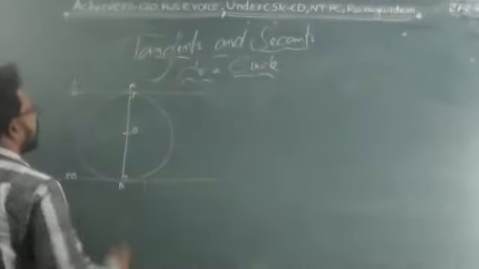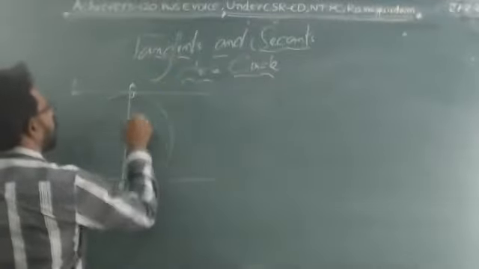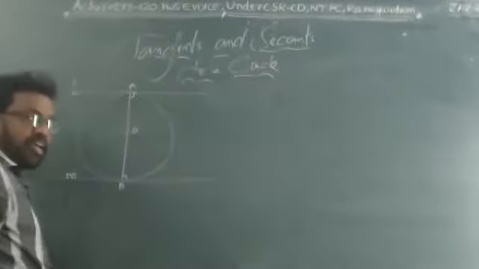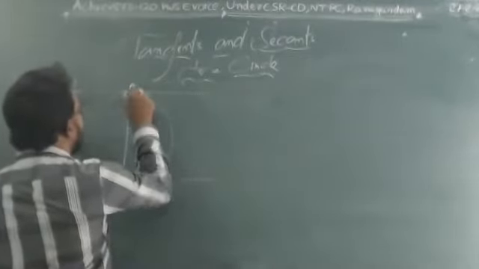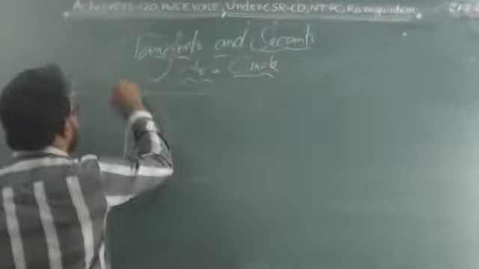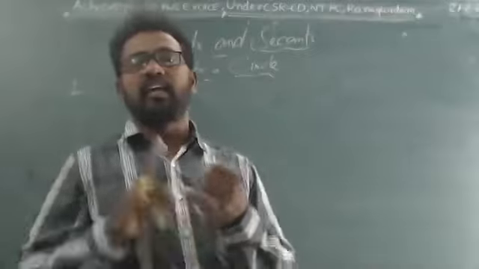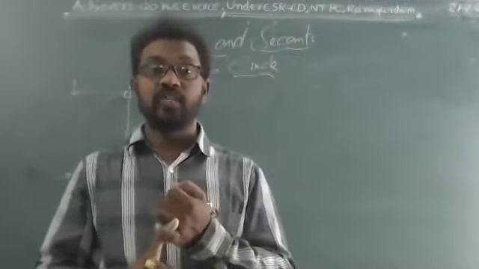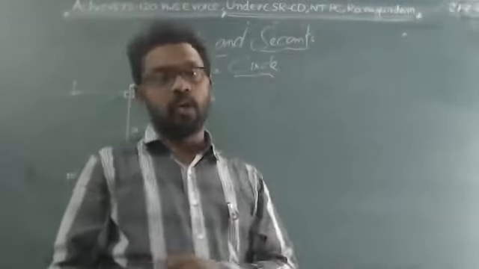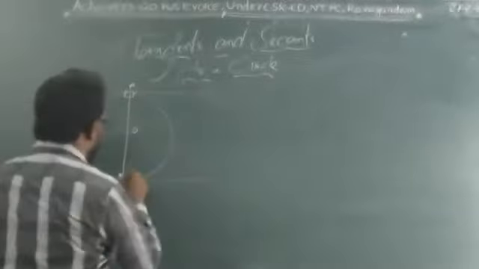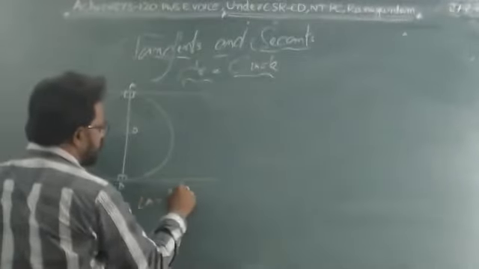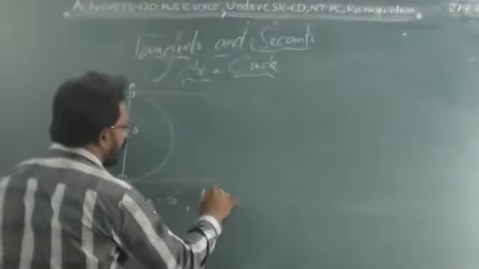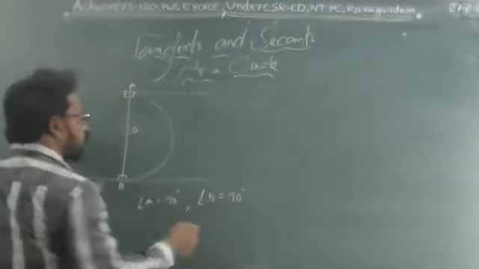Since we know that the radius, let us take OA, is the radius and L is a tangent, the angle between the radius and tangent is 90 degrees. Yes, the angle between the tangent and the radius is a right angle. So here this is the right angle and this is the right angle. Nothing but angle A is 90 degrees and angle B is also 90 degrees.